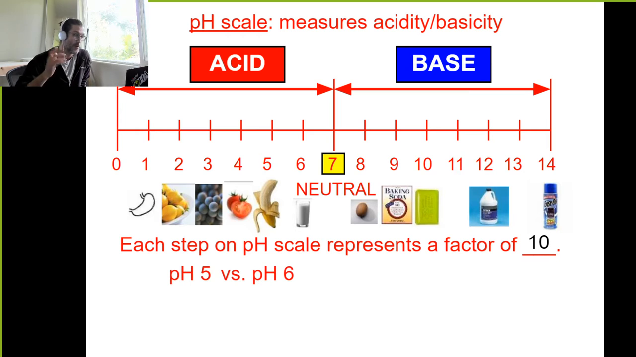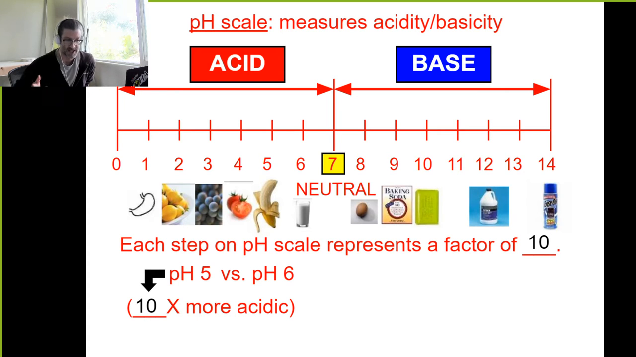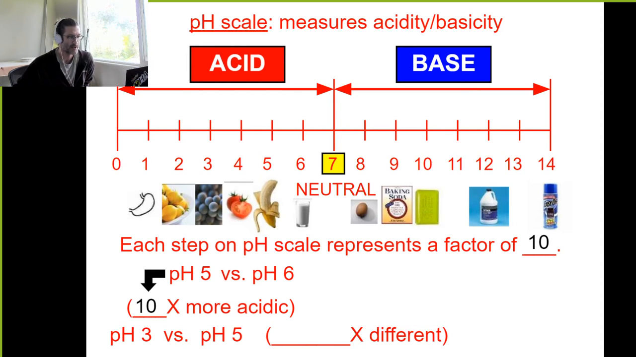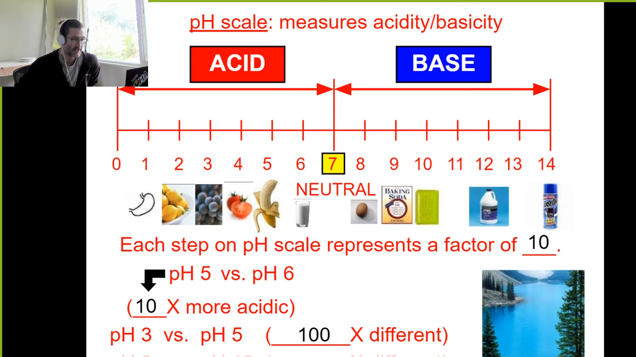So pH 5 versus pH 6 would be 10 times more acidic. More acidic toward the lower end and less acidic toward the higher end. So pH 3 versus pH 5 is how many times different? One hundred. Yes.